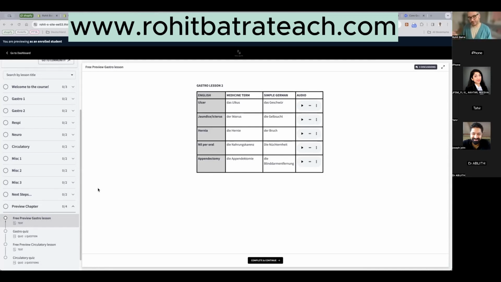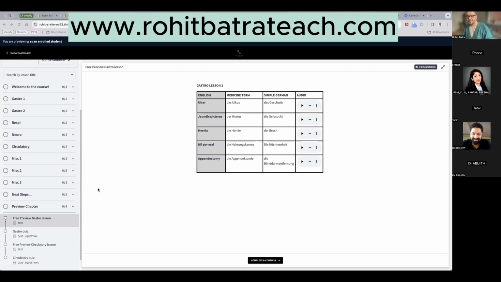There's respiratory, neurocirculatory, and then there's miscellaneous, which includes the less important ones, including urology and orthopedics. They are generally important subjects, but they're not as relevant as the internal medicine subjects are going to be for you, for your exam. So it's based on those exam relevance that these terms have been put here, right?